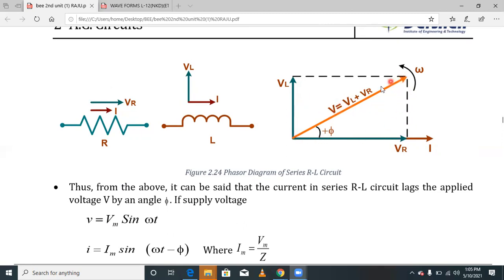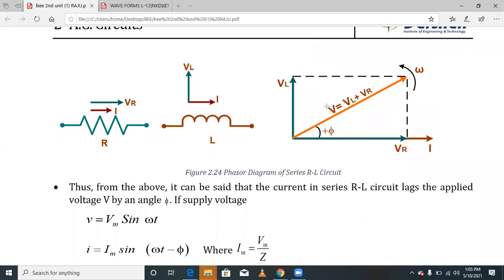So what is this supply voltage V? It is the square root of VR squared plus VL squared. This is called VL, and this is called VR. According to the Pythagoras rule, V is equal to the square root of VR squared plus VL squared. So here, this is called phasor addition.